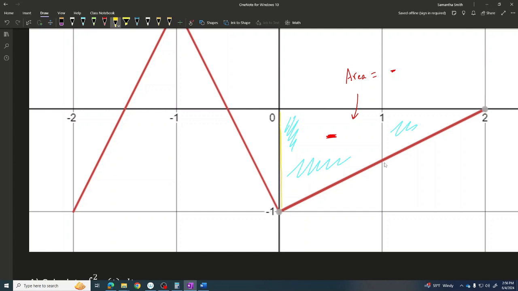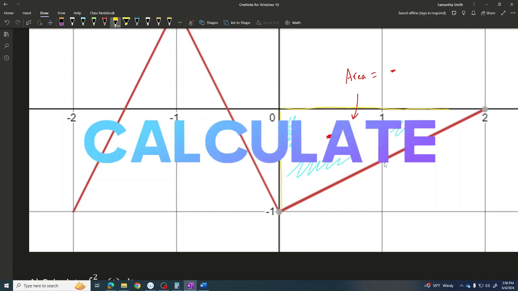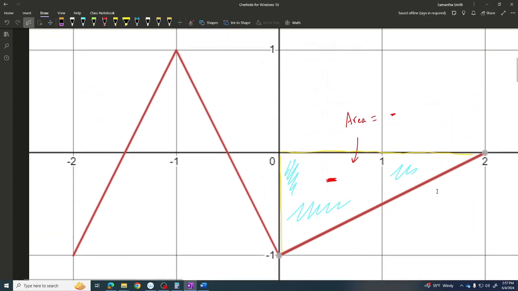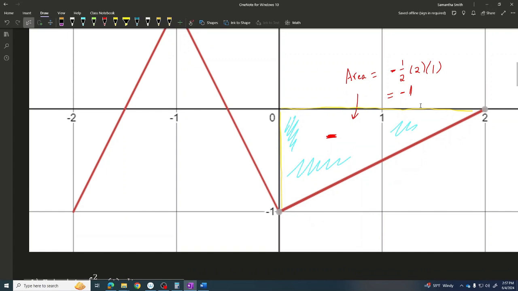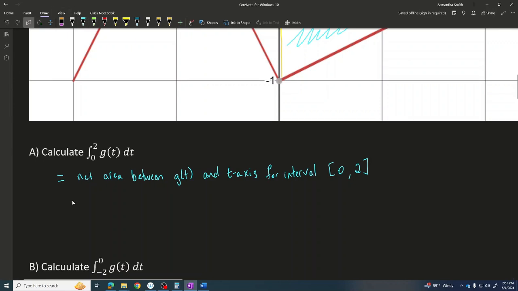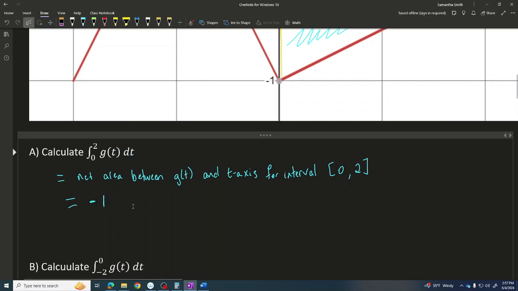Because this particular region is triangular, I can actually calculate the area exactly using a geometric formula. For a triangle, the formula is 1/2. Let's try again. It would be 1/2 times the base of the triangle, which is 2 units long, times the height of the triangle, which is 1 unit. And so this area would be -1, minus sign because it is below the axis. So this net area would be exactly equal to this definite integral. And so that would be my exact answer to this question, not estimate, but calculate. The net area and the definite integral would both be exactly equal to -1.